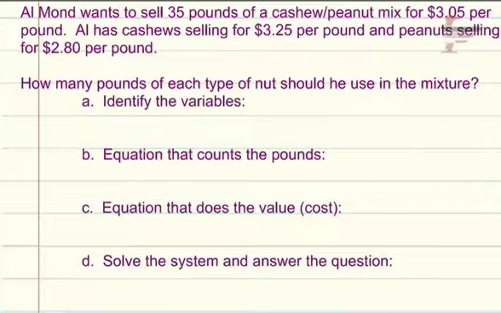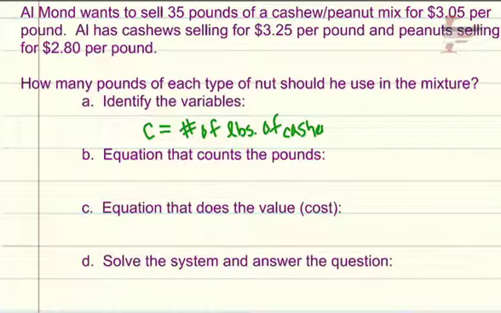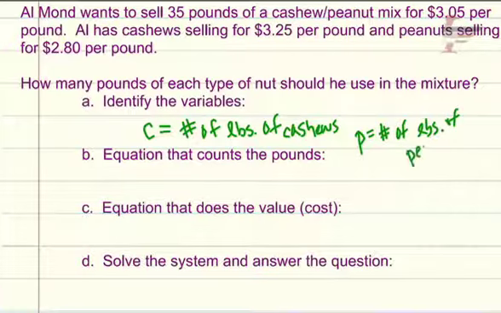Number 3, we've got almond. We have to, part A, identify the variables, so we look to the question: how many pounds of each type of nut should he use in the picture? So we have peanuts and cashews. How about if we use a C for our number of pounds of cashews, and our P is our number of pounds of peanuts.